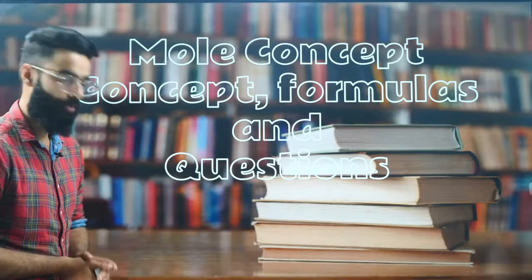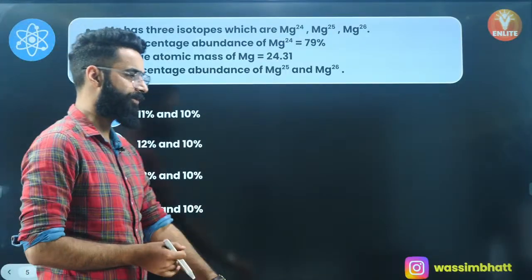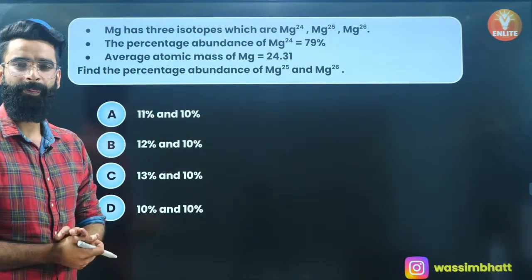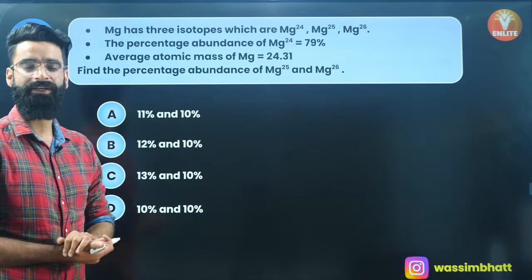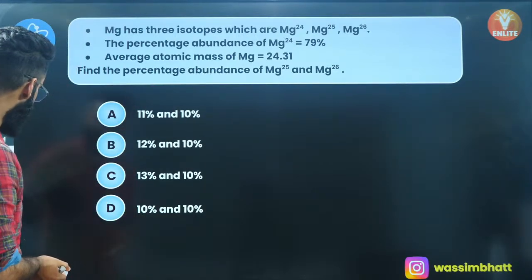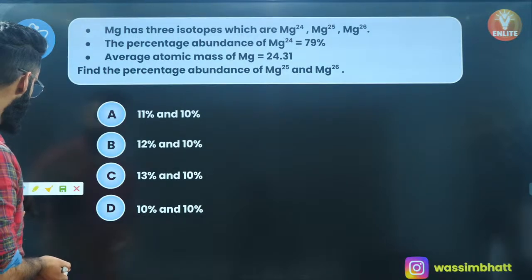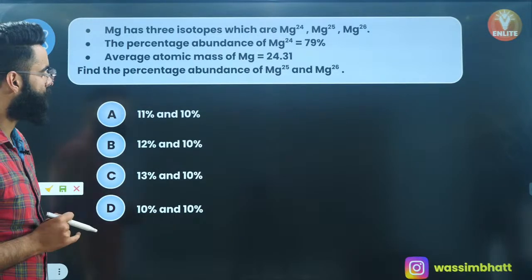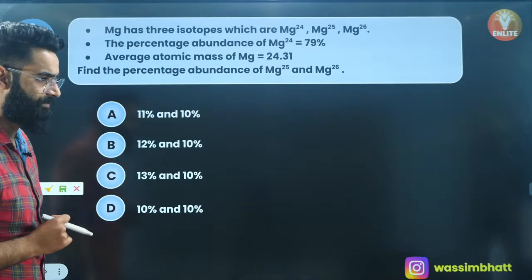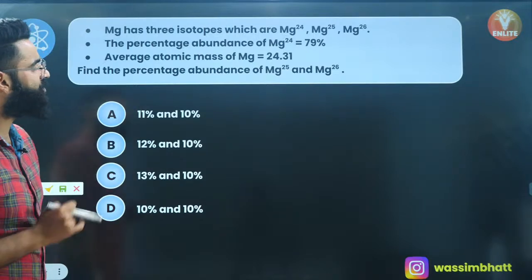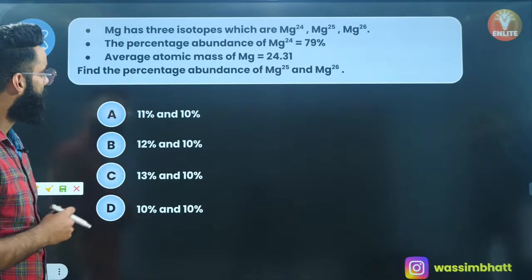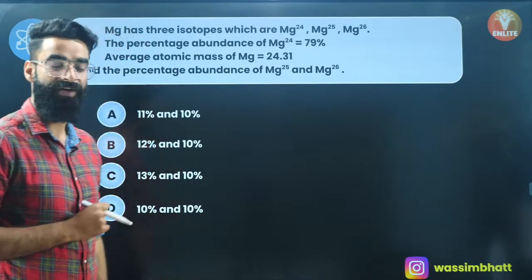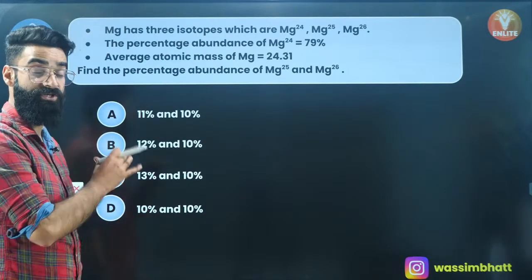Let's get started with the first question which is on your screen. It's a very common question, my dear people, based on one simple concept. Let me show you how these sorts of questions are to be solved. Have a look at what the question says. Magnesium has three isotopes, which are Mg24, Mg25 and Mg26. The percentage abundance of Mg24 is 79. The average atomic mass of magnesium is 24.31. We need to calculate the percentage abundance of Mg25 and Mg26. That's the question on your screen.